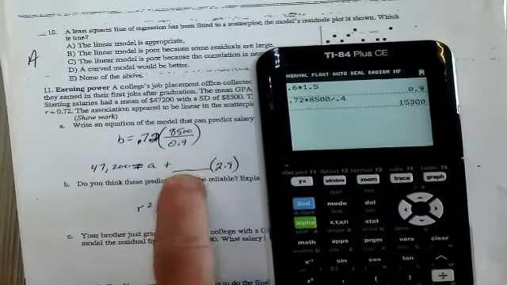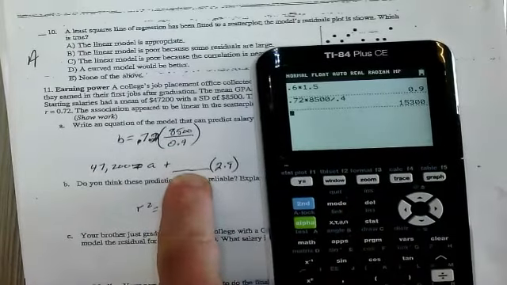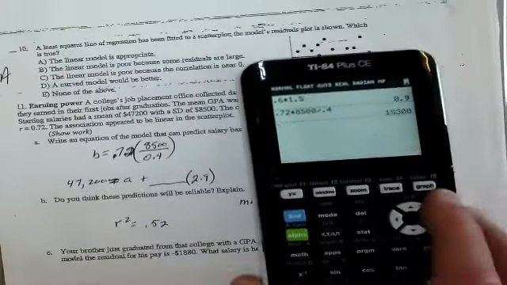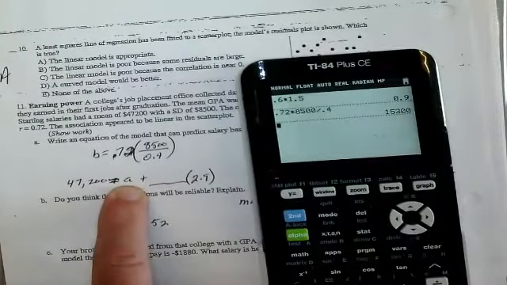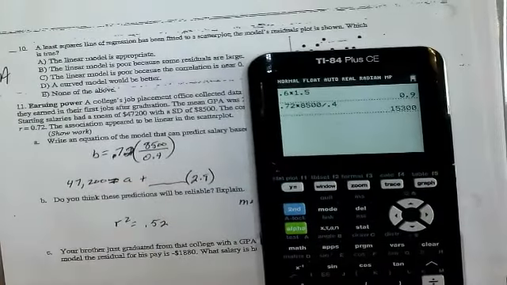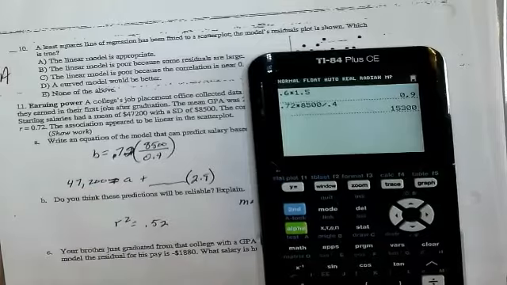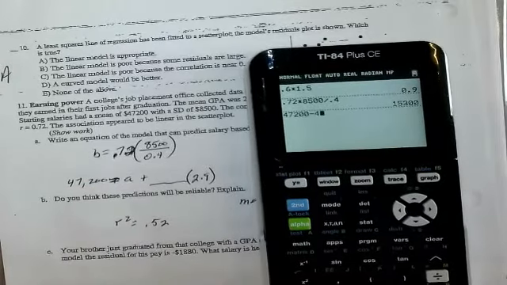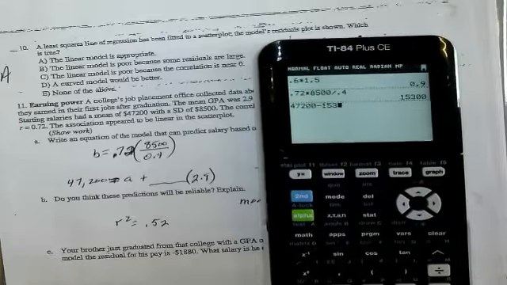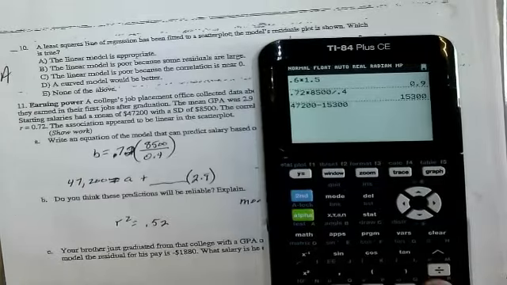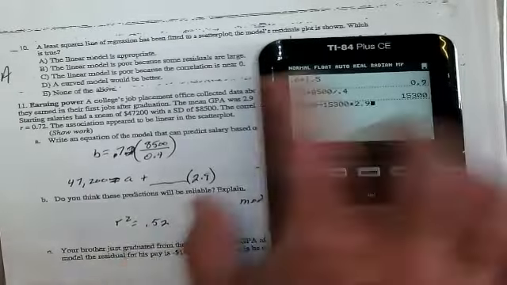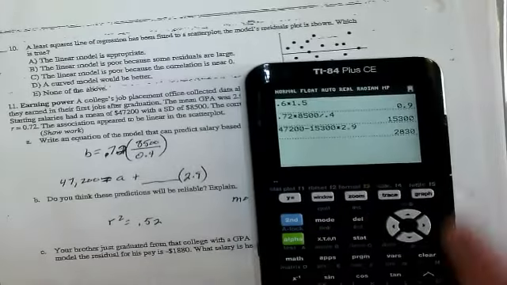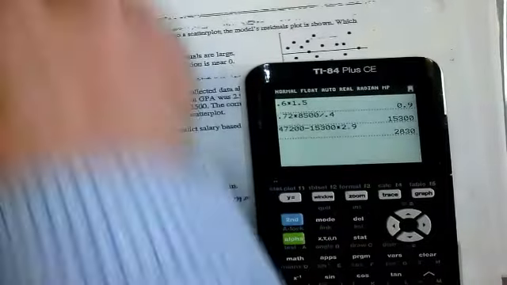So this number is 15,300. So then we plug those in to solve. We need to find our y-intercept. So we have 47,200. This is all algebra, folks, minus 15.3 times 2.9. These are my means, the mean GPA, the mean starting salary. That's 2830. So A is 2830.